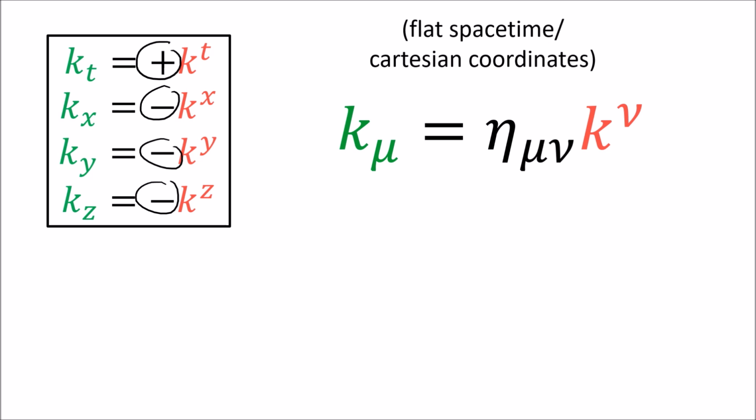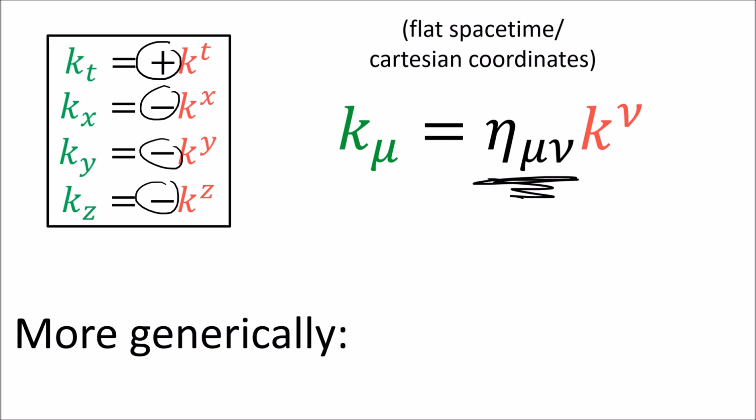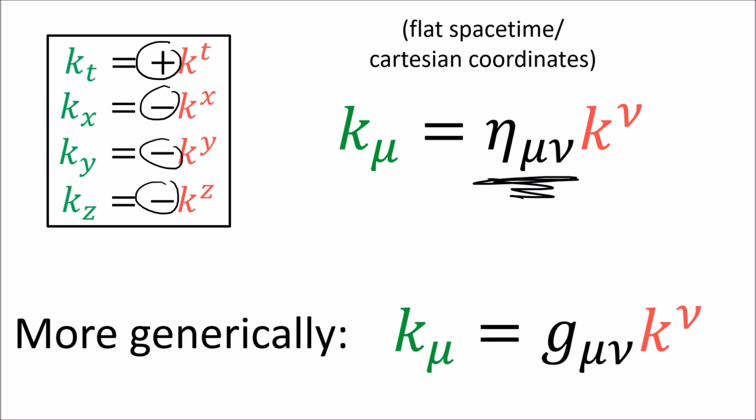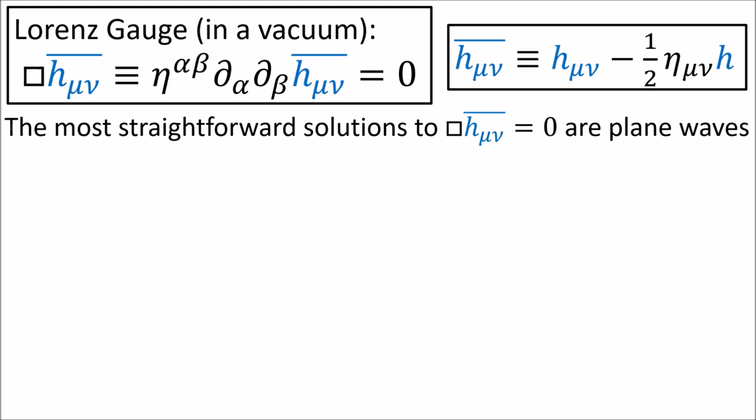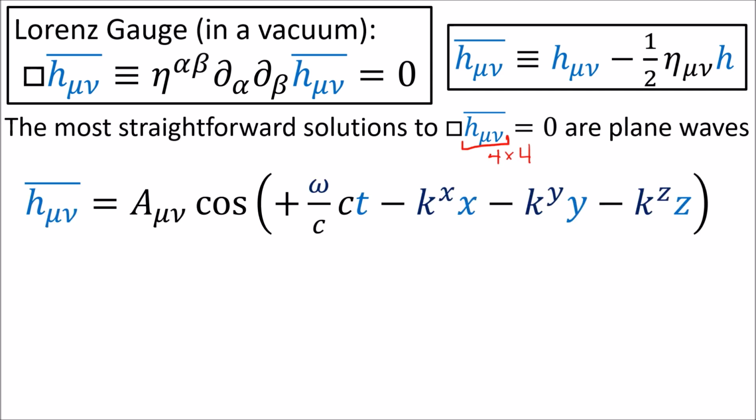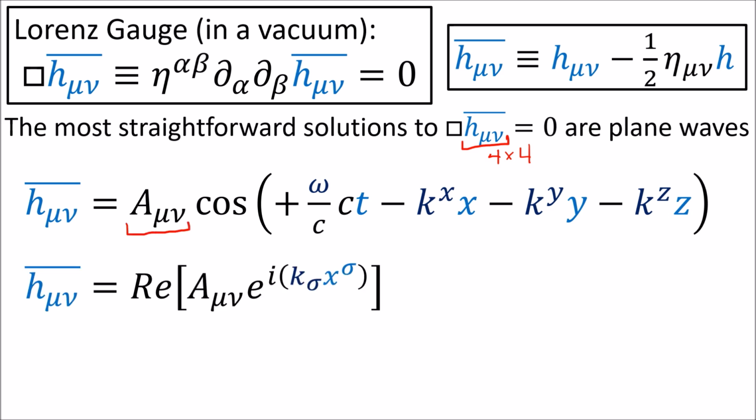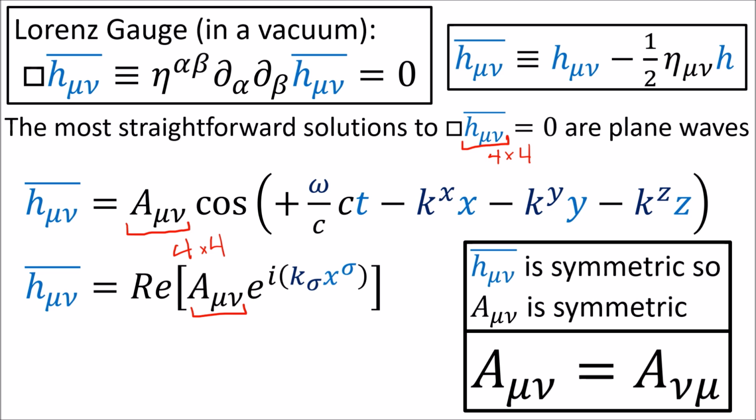In flat spacetime in Cartesian coordinates, we change between the raised and lowered indices using the eta metric. And more generally, we raise and lower indices with the generic g metric. Since gravitational waves are oscillations in the 4x4 symmetric metric perturbation h, the amplitude for gravitational plane waves is also a 4x4 symmetric matrix, where we can swap the two indices and get the same value.